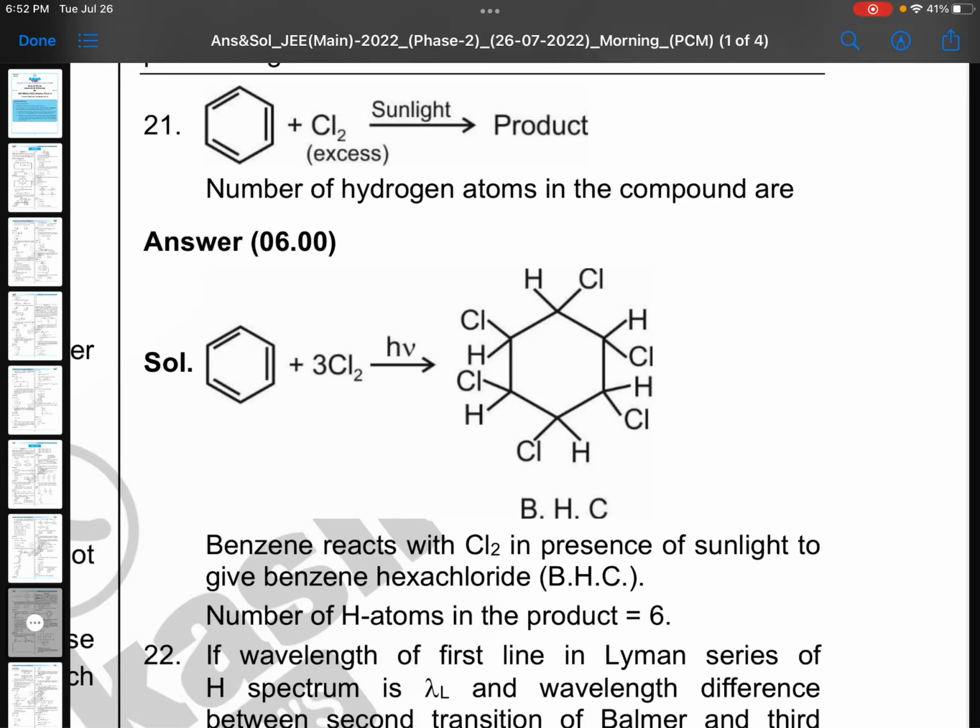26th July morning shift integer type questions we'll discuss in a separate video. That is this one. Benzene with chlorine, the product is hexachlorocyclohexane, or you can call this benzene hexachloride, gammaxane powder, anti-ant powder. In this, the number of hydrogens he is asking, that is 6. C6H6Cl6.